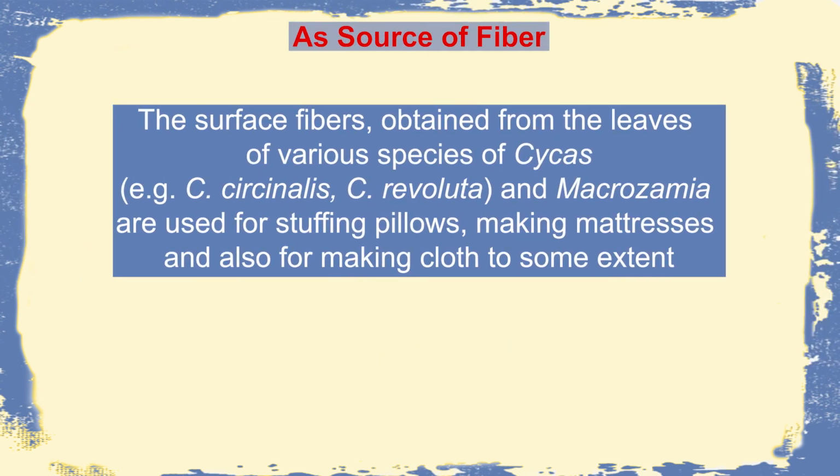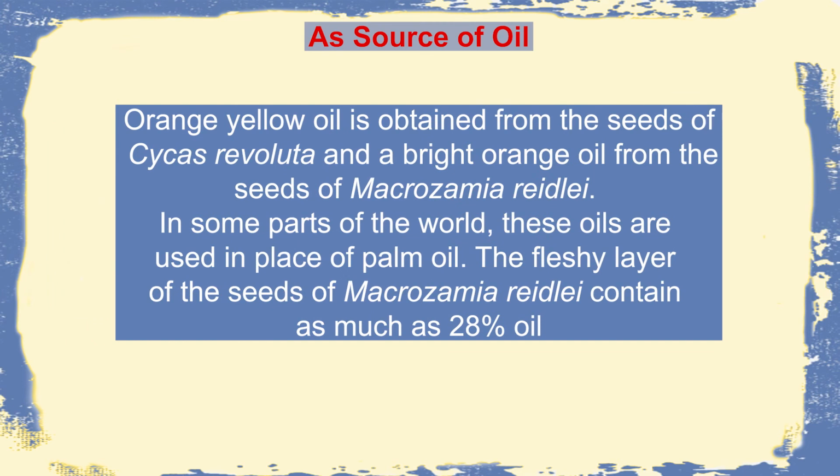But when it comes to fiber, the Cycas fiber obtained from Cycas circinalis or revoluta leaves or Macrozamia can be used as a stuffing material to create pillows and mattresses. Cycas oil, an orange yellow oil obtained from the seeds of Cycas revoluta and also Macrozamia, is used in place of palm oil, which is really a very good one. And the Macrozamia reidlei contains nearly 28% of edible oil.